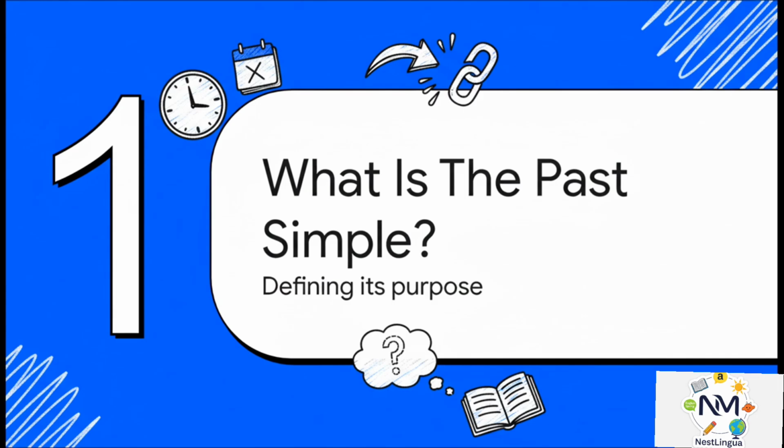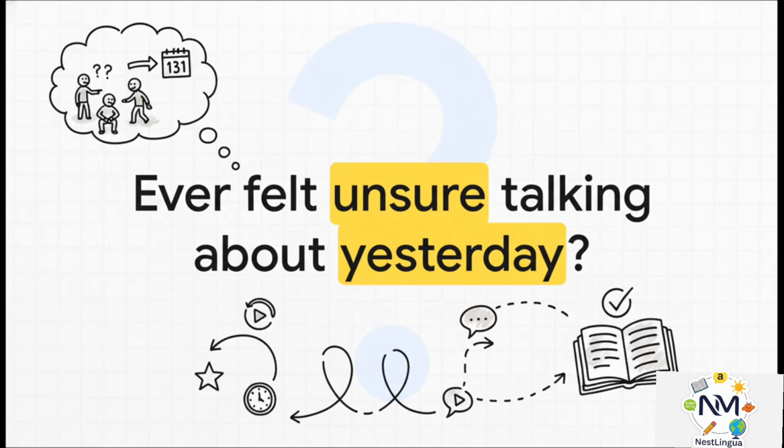Okay, first up, let's get a really clear picture of what the past simple tense is all about. We've all been there, right? You're trying to tell a great story about something that happened, and you just pause. You're not sure if you're saying it right. Well, that little moment of doubt, that's exactly what the past simple tense is here to fix.